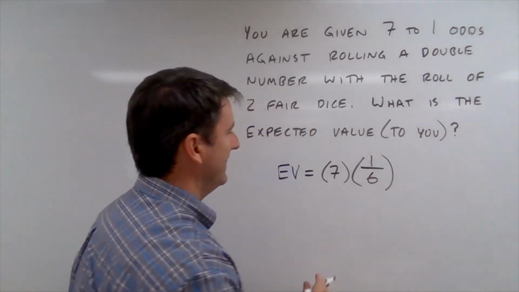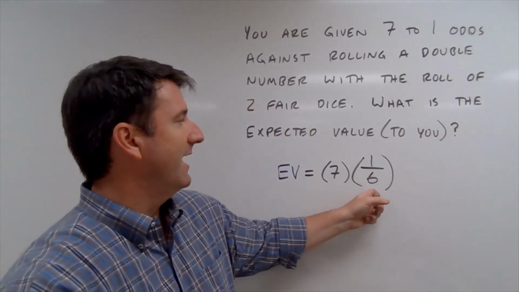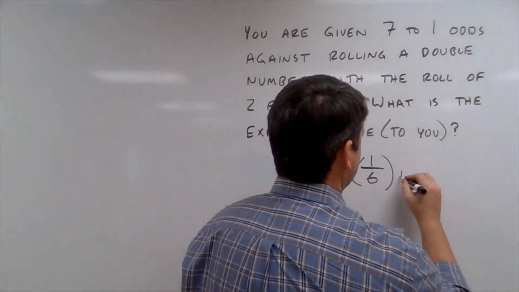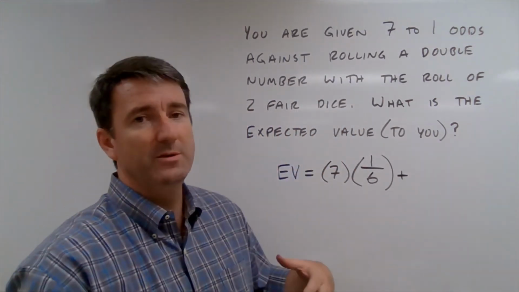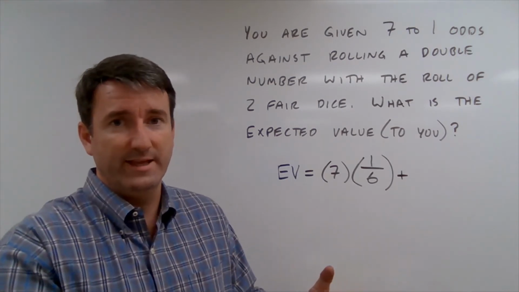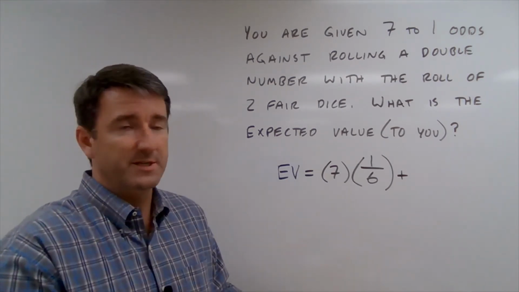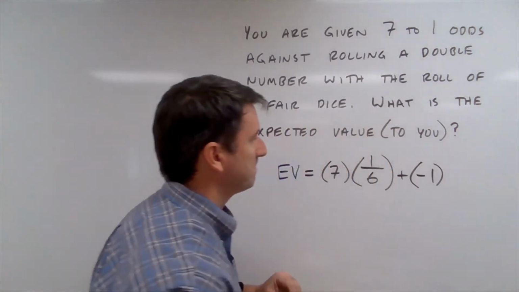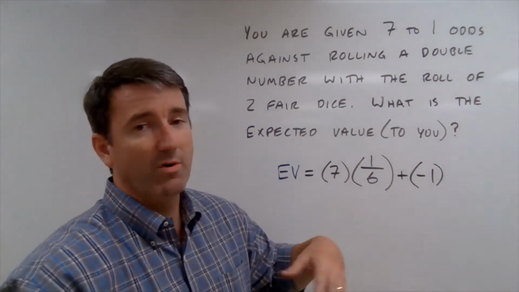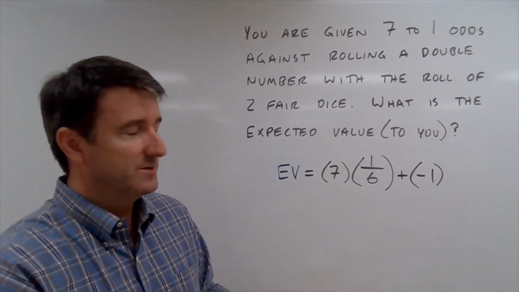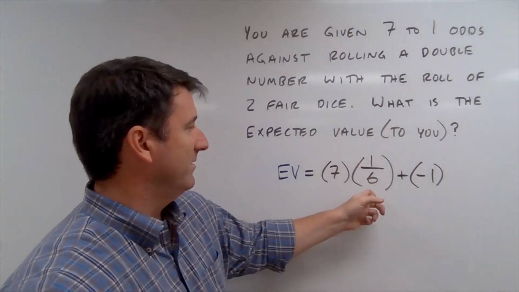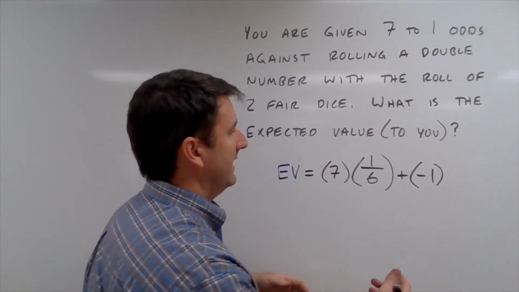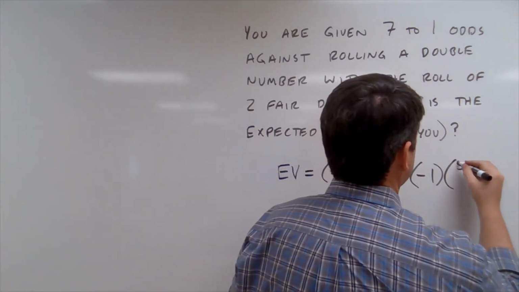So we have a 1 in 6 probability of winning this game. So we're going to multiply the value of winning times the probability that we're going to win. Then we're going to add to that the value to us of losing the game. So if we lose $1, the value to us is -1. And then what's the probability that we're going to lose? Well, the probability that we win is 1/6. So the probability that we don't win is 5/6.